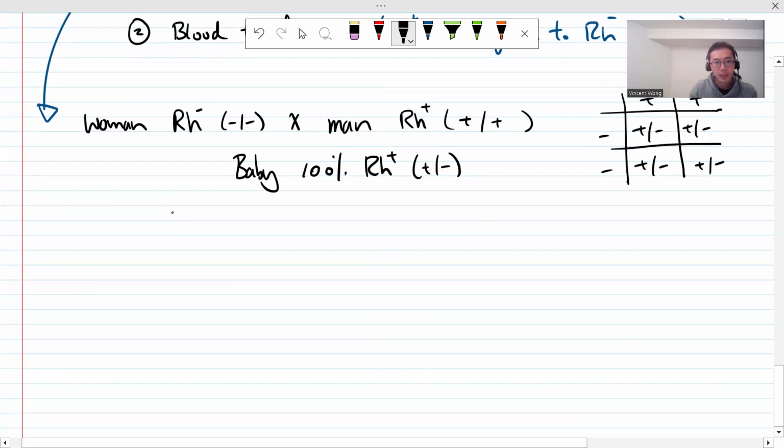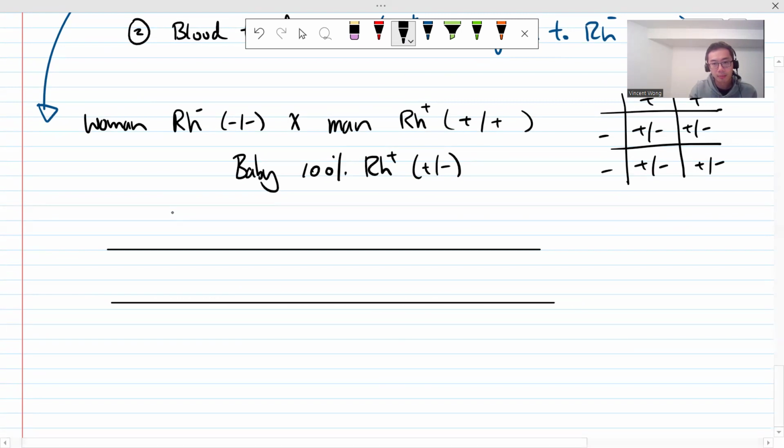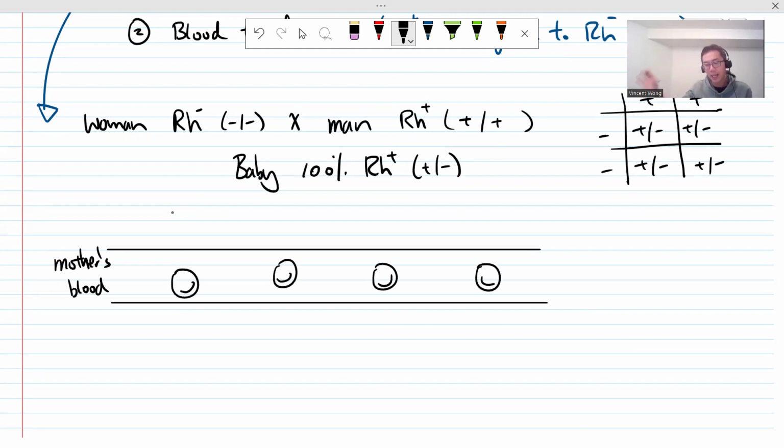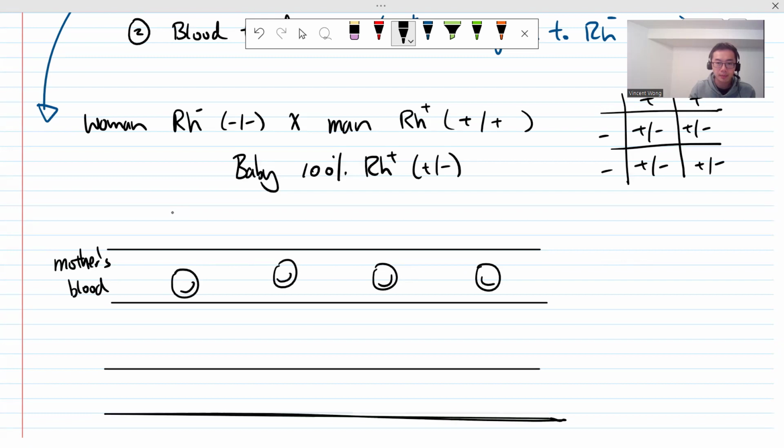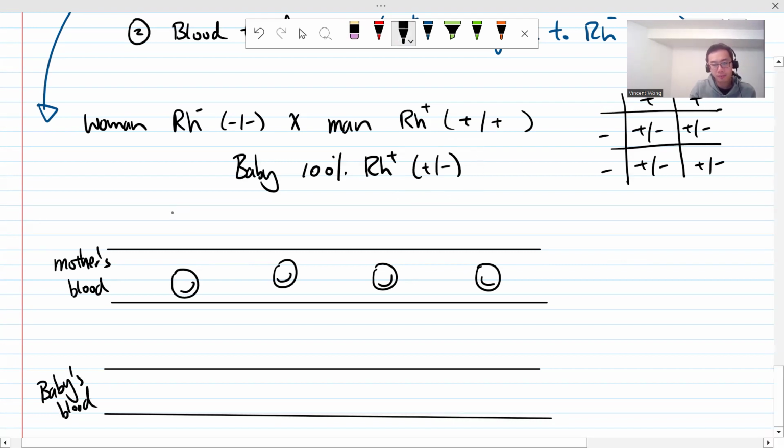So here we go. We have the mother's blood here. The mother is Rh negative, so her red cells will just be red cells with no Rh. Never mind the ABO. We are focusing on the Rh right now. This is going to be the baby's blood down here. Baby is Rh positive because of the father. So that's going to be Rh.